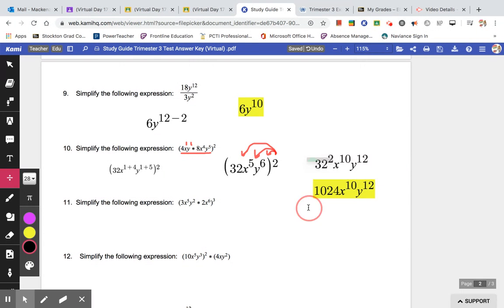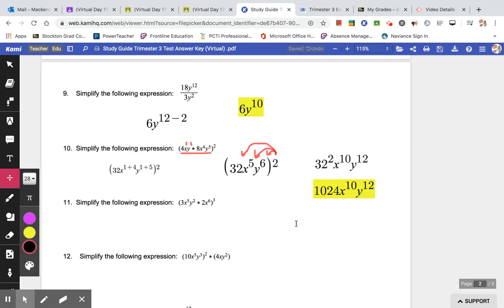So again, there are a lot of steps. The first thing that we did was we just simplified the inside by combining our x's by adding their exponents, combining the y's by adding the exponents. Then we distributed this 2 in to everything on the inside. Then the last step was just doing 32 squared.